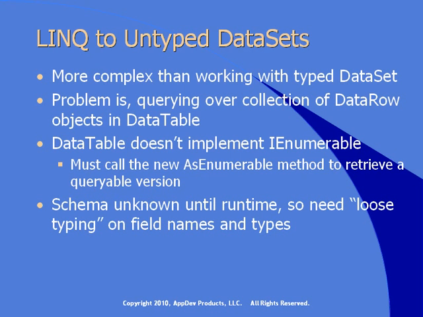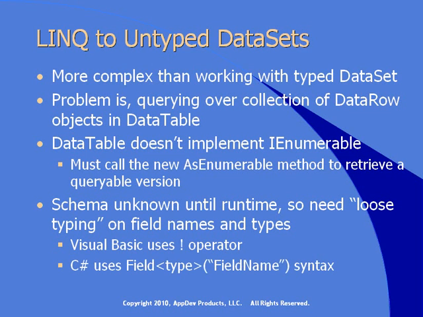Also, the schema is unknown until runtime, so we need some sort of loose typing on field names and types. Now, the two languages handle this differently. Visual Basic uses a bang operator, and C# uses this syntax. Now, the reason I point this out, both for VB and for C# developers, is that this syntax also works similarly in Visual Basic. Visual Basic just has this cool bang operator, which it's had since the beginning of Visual Basic, that allows it to have loose typing on the names of elements of a collection.